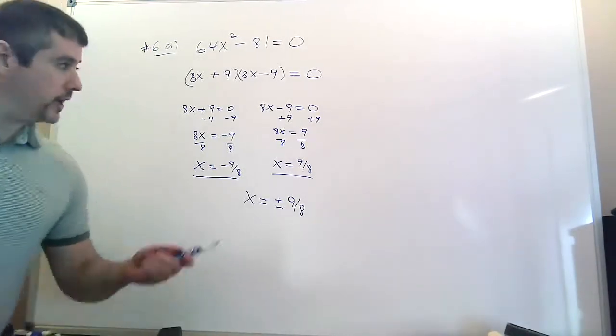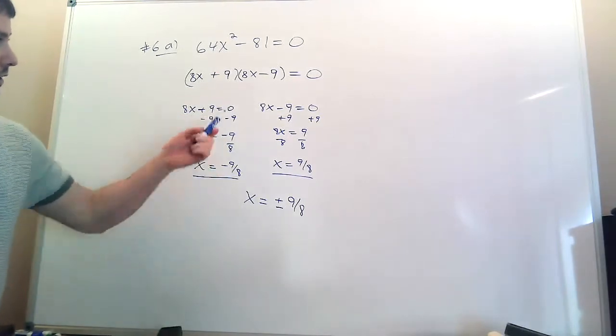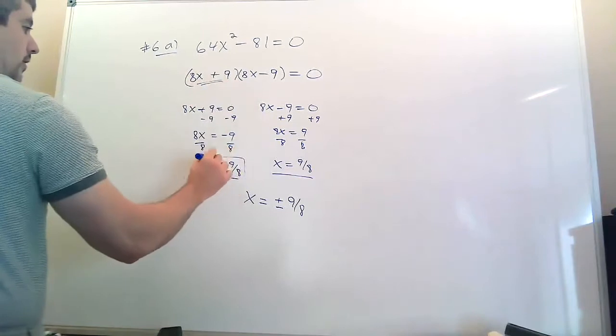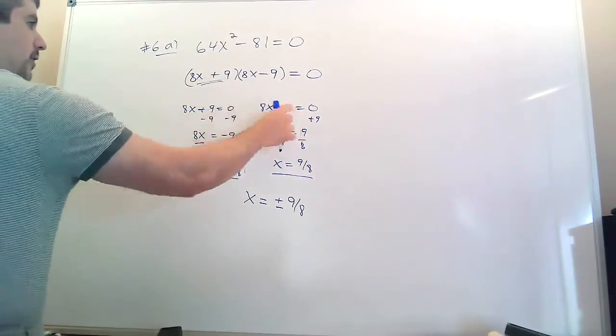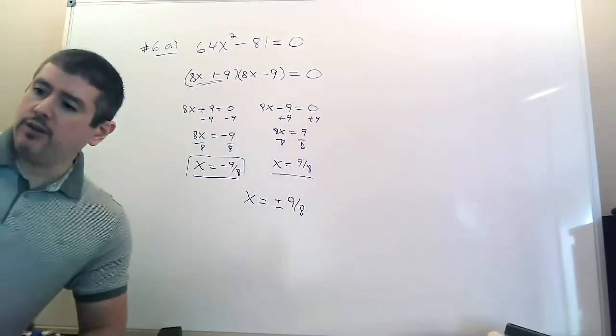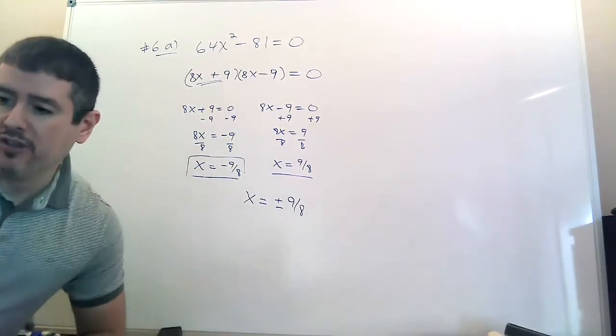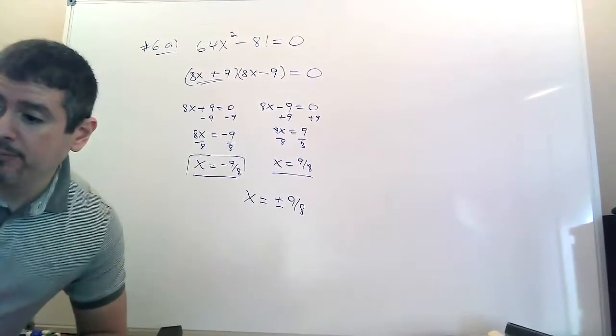You're going to lose a point if you just jump from here. I see people jump from here to here. They don't even set the things equal to 0. I mean, you can't skip a lot if you want to get the full credit. So make sure the work is there and make sure it's correct.